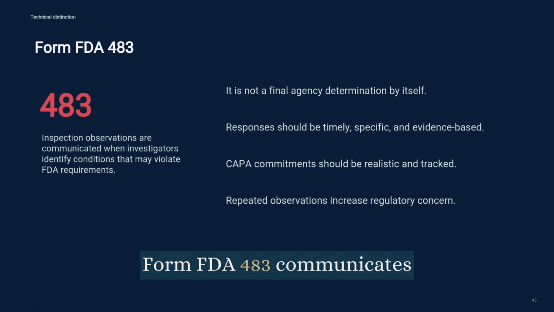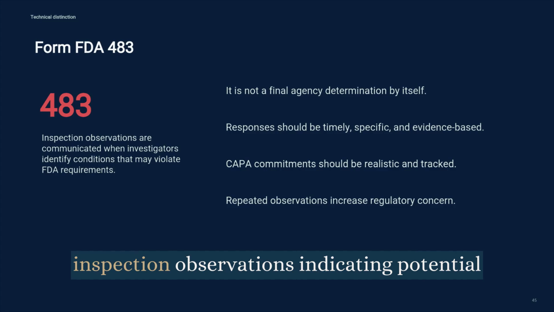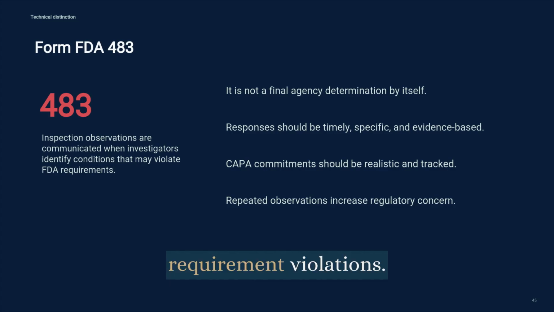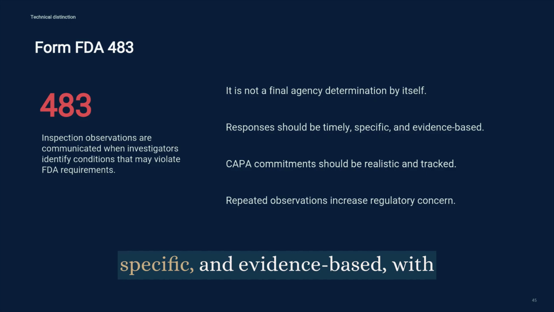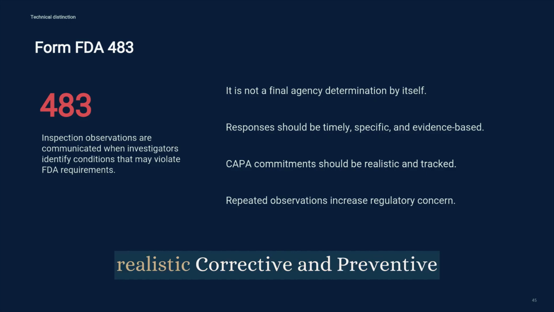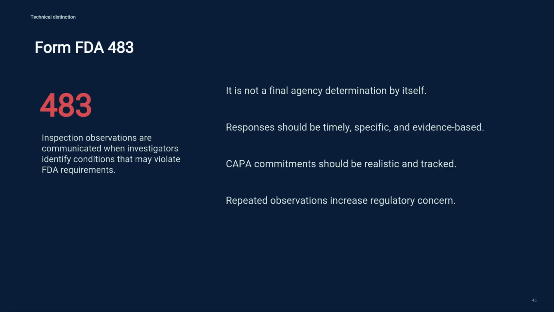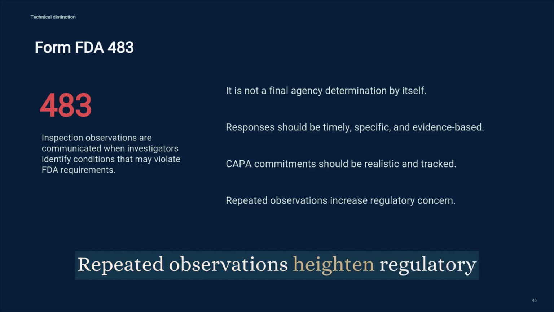Form FDA 483 communicates inspection observations indicating potential Food and Drug Administration requirement violations. It's not a final determination. Responses must be timely, specific, and evidence-based, with realistic corrective and preventative action commitments. Repeated observations heighten regulatory concern.